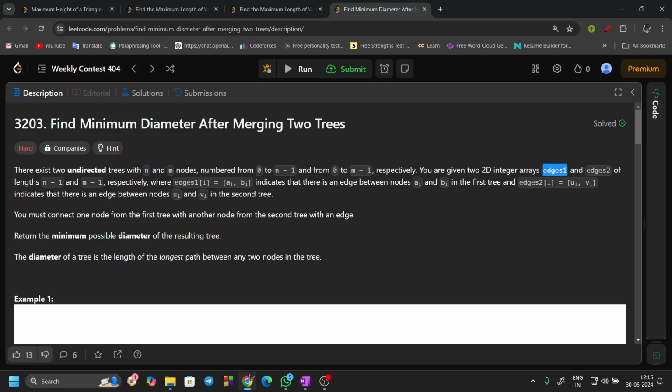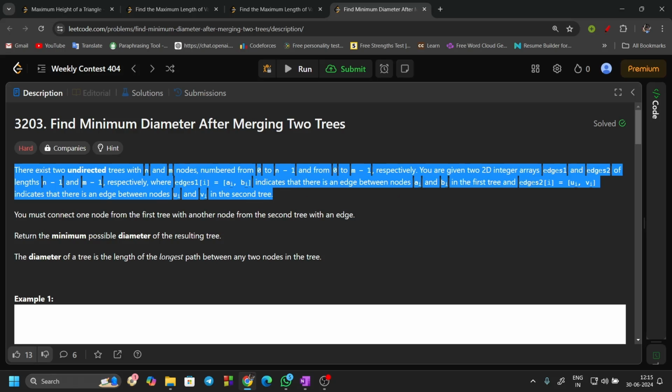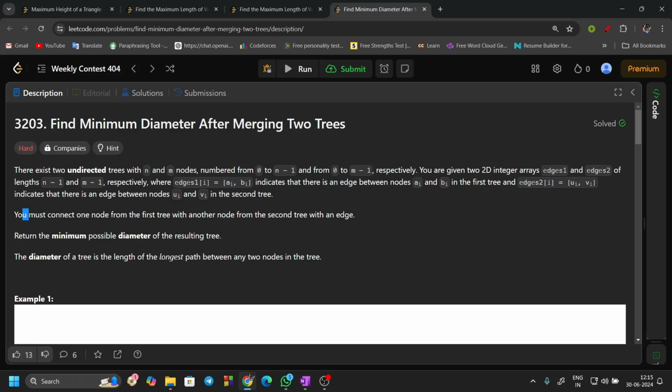So for the first tree you're given all the edges of the first tree, and for the second tree you're given all the edges of the second tree, basically in the form of a[i], b[i]. So node a[i] and b[i] are connected by an edge; it indicates there's an edge between a[i] and b[i]. So now you are basically given two trees as input. Now you must connect one node from the first tree with another node from the second tree with an edge.